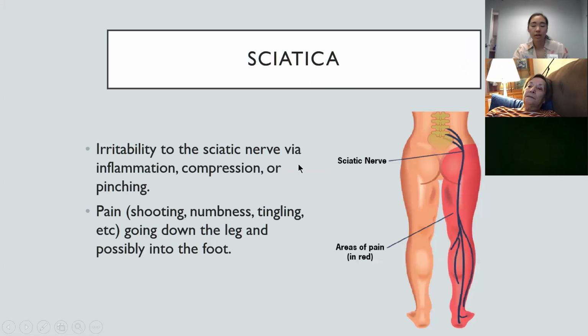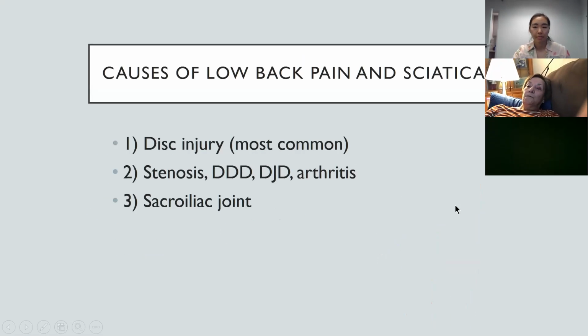And so what is sciatica? Sciatica is when there's an irritability happening to the sciatic nerve, whether that's through inflammation or some sort of compression or pinching that's happening along the nerve in its tract that goes down to the foot. Some of the experiences that you might be feeling are shooting pain, numbness, and tingling. Any of those symptoms might occur through the back, into the butt region, down the thigh, and into the legs, into the foot.